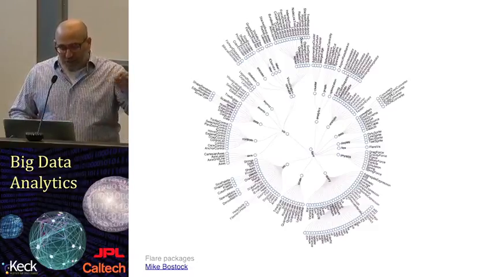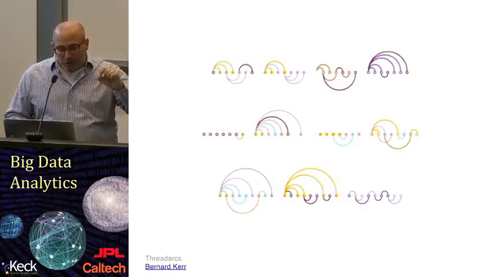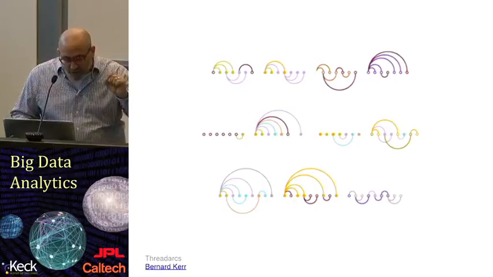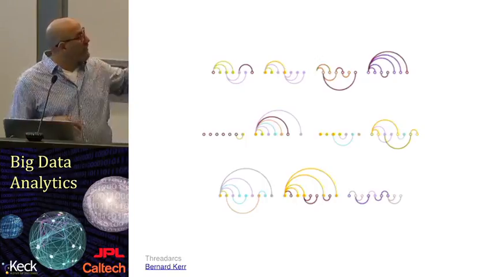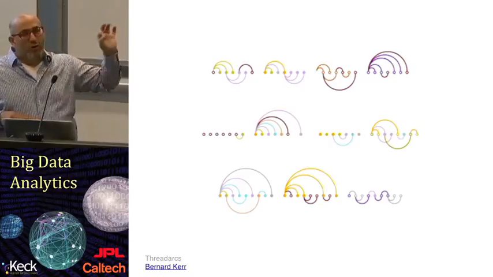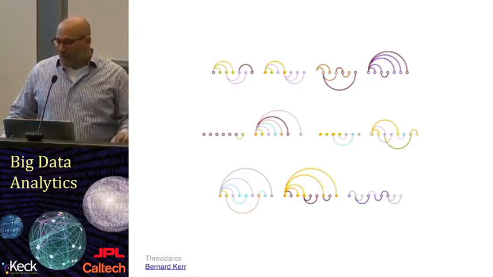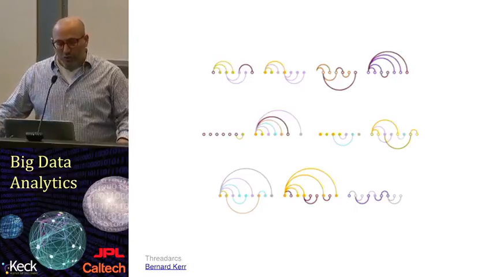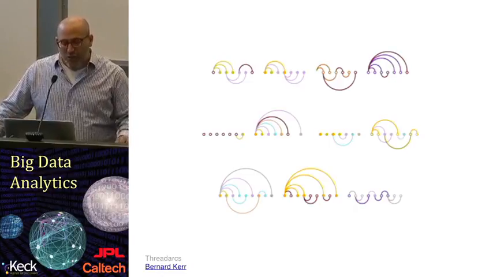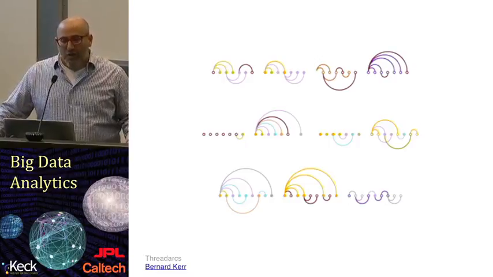And this idea of the node link diagram can also be used in this idea here called thread arcs, that are used to show networks that occur over time. And so you can show a single node and the way that its children propagate. This is very interesting here in thread arcs.